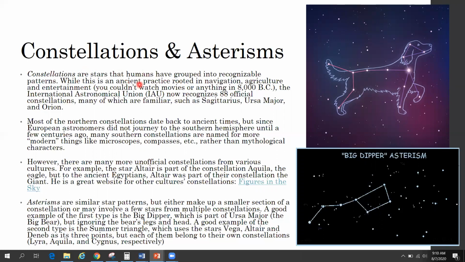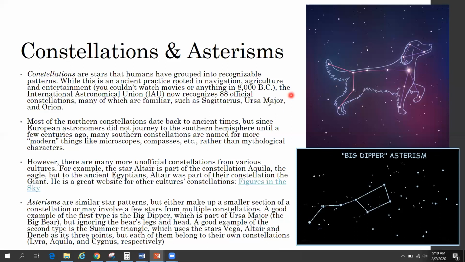And while this is an ancient practice rooted in navigation, agriculture, and entertainment, in other words, like it says here, you couldn't watch movies or anything in 8000 BC. One reason why people came up with a lot of different constellations is because at night, that's one of the few things they had to do. You could just look up at the stars and kind of make up stories about what you saw in these patterns. Like here, we've got the constellation of Canis Major, with Sirius as the bright star there. And a lot of cultures have interpreted that as a dog.